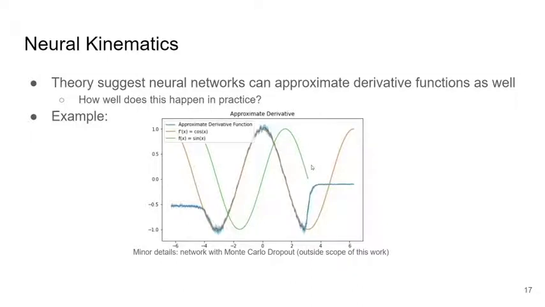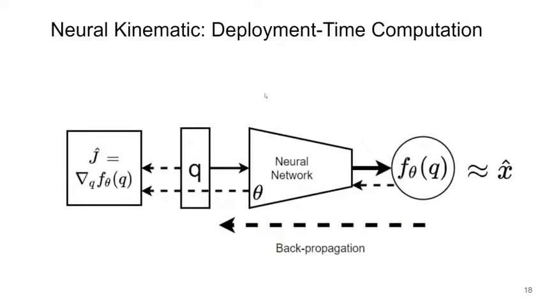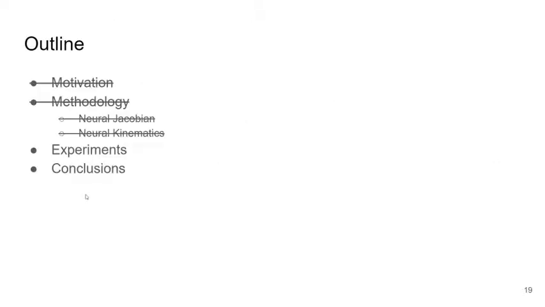So at deployment time, here's roughly what happens in the neural kinematics approach. Given the joint angles, the neural network processes this, gives us some prediction of the approximate end-effector location, and then we backpropagate from the outputs of this all the way through our joint angles Q, and this is how we get the Jacobian term. So those are our methods.